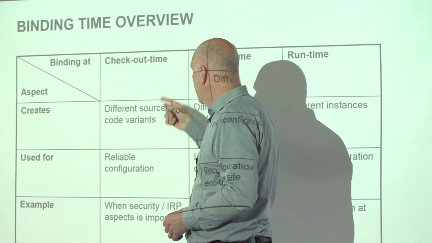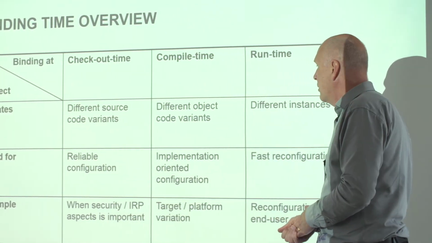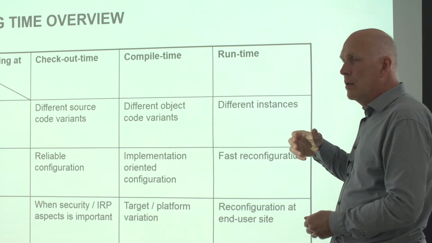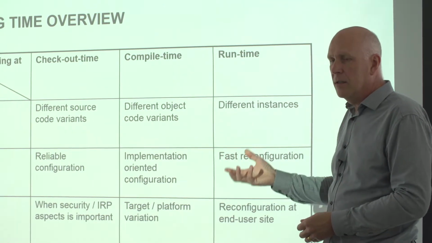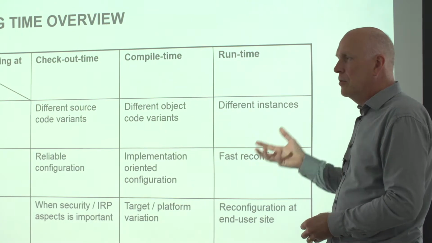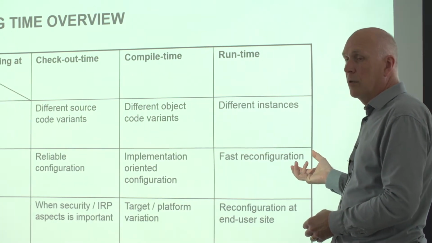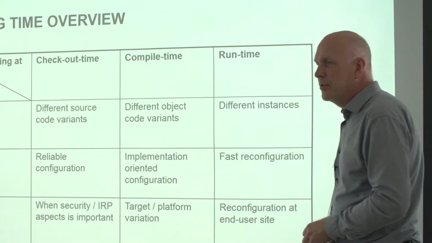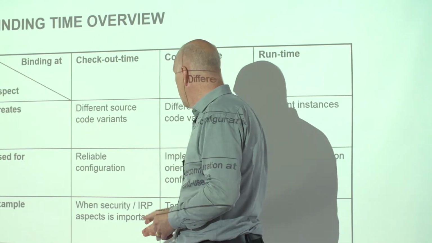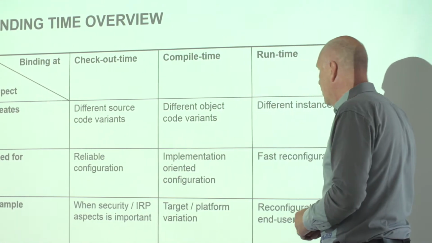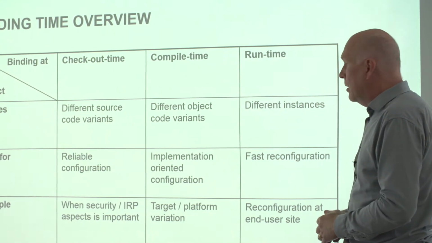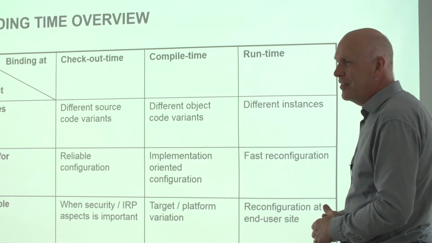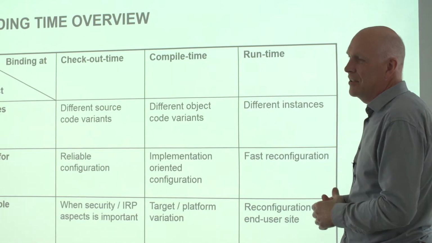An example of checkout time binding is when we have security or IP aspects. For example, the hydraulic engineer is not allowed to see the radar system model, so he can pick a simplified, non-secret variant of the radar model. That is what checkout time is used for. What's IP? Intellectual property rights. IP, secrecy, so to say.